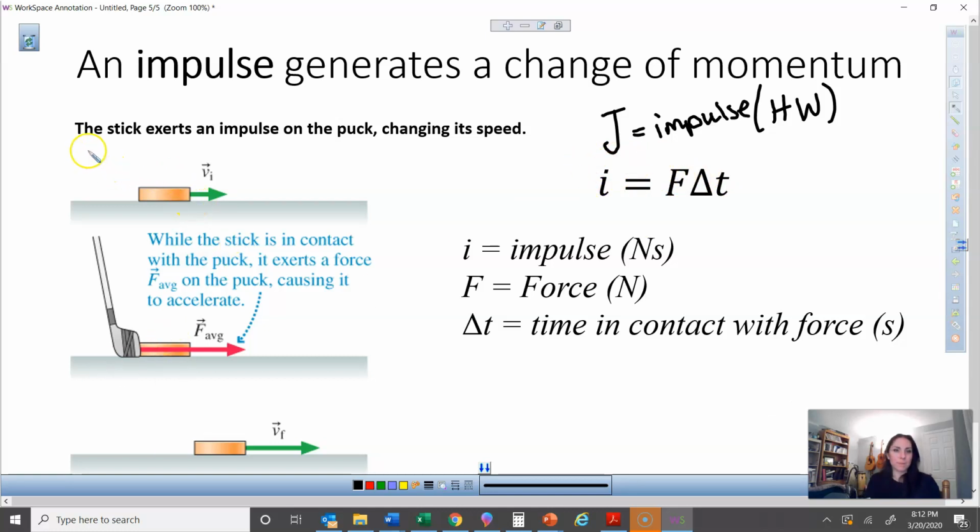So think about this. The stick exerts an impulse. Not only does it push it, but it pushes it for a certain amount of time. And then, as you might imagine, if it's moving slow, it's now going to move fast after you hit this. This is what we call an impulse.